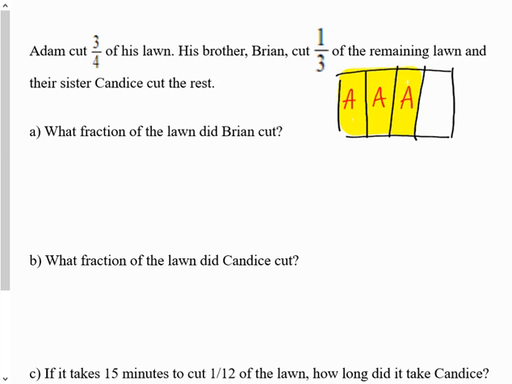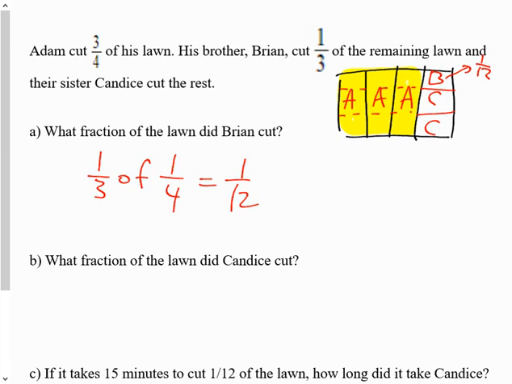And Brian cut 1/3 of the remaining lawn, not all of the lawn, but the remaining lawn. So if I cut this into thirds, Brian cut this, and Candace cut the rest. So as a straight up picture, that's what that looks like. Brian cut 1/3 of the remaining lawn, that white part, which was 1/4 of the entire lawn. So Brian cut 1/3 of 1/4, which is 1/12 of the lawn. And that makes sense because there are 12 equal parts. Brian cut one of them.